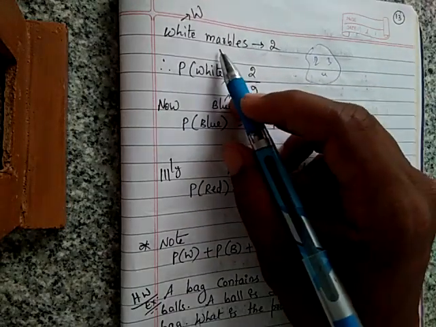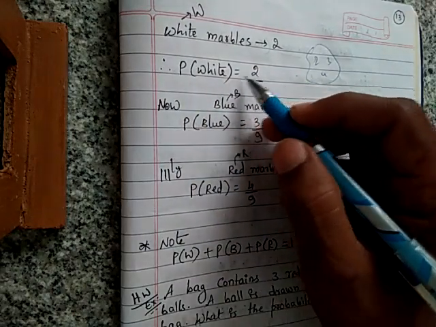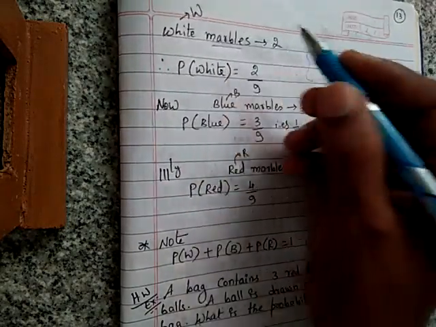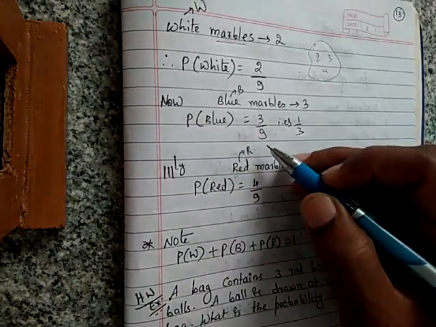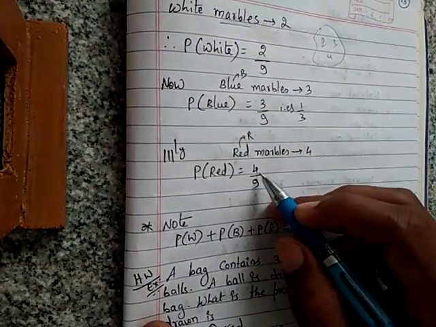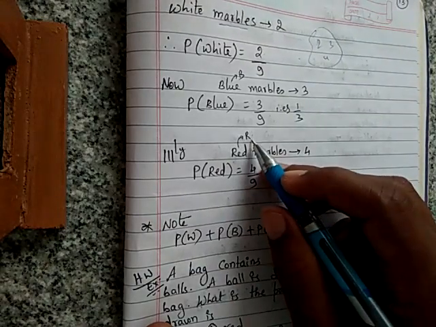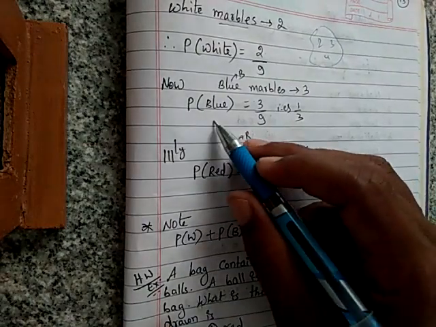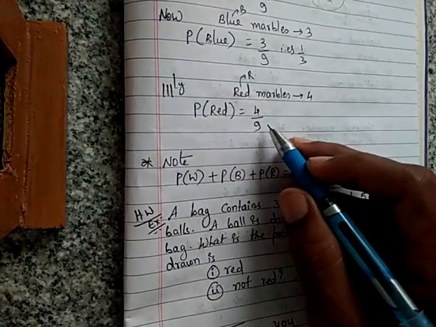The white balls are denoted by W, and the probability of white marbles is 2 by 9. Marbles or balls, you can take either. Now blue marbles are 3, so the probability of blue marbles is 3 by 9, or if you simplify, 1 by 3. Similarly, the favorable outcomes for red marbles are 4, denoted by R, so the probability of red is 4 by 9. Blue is denoted by B.